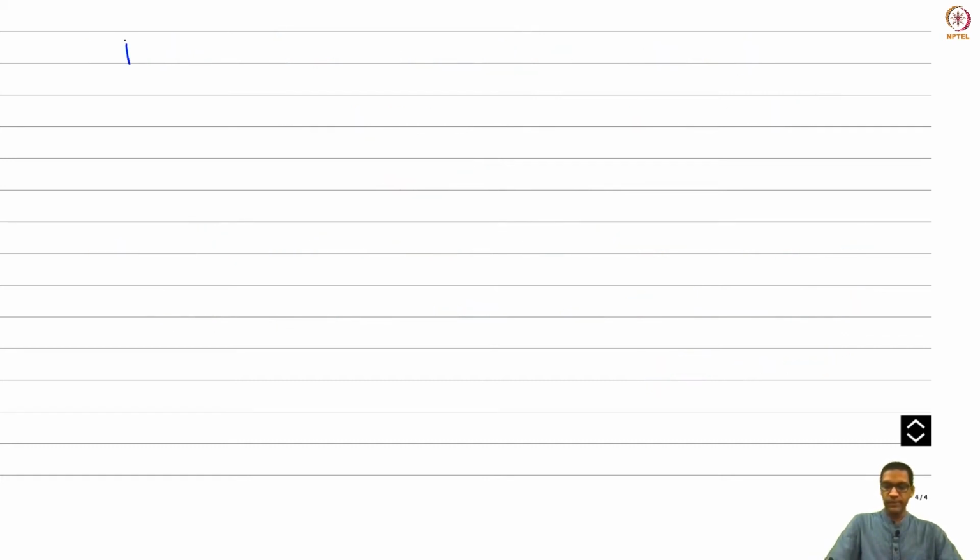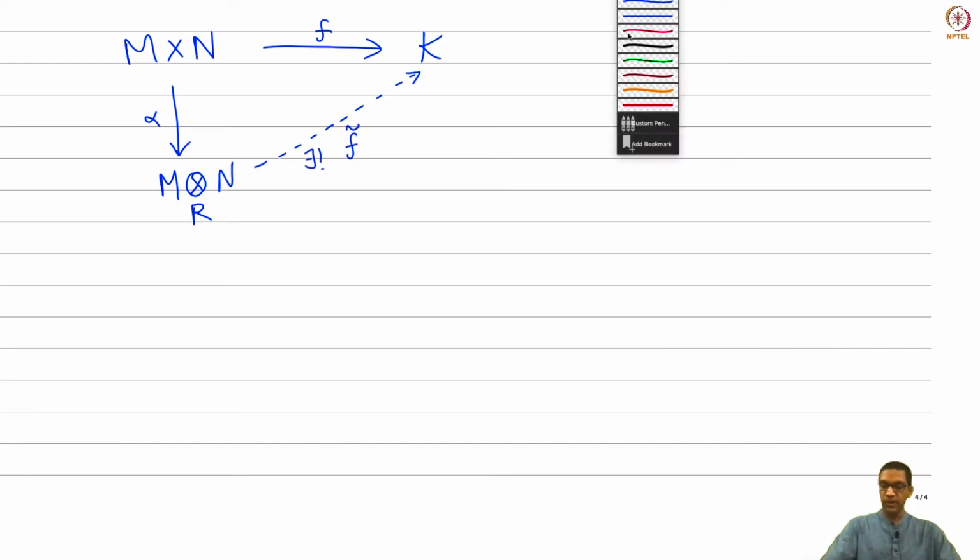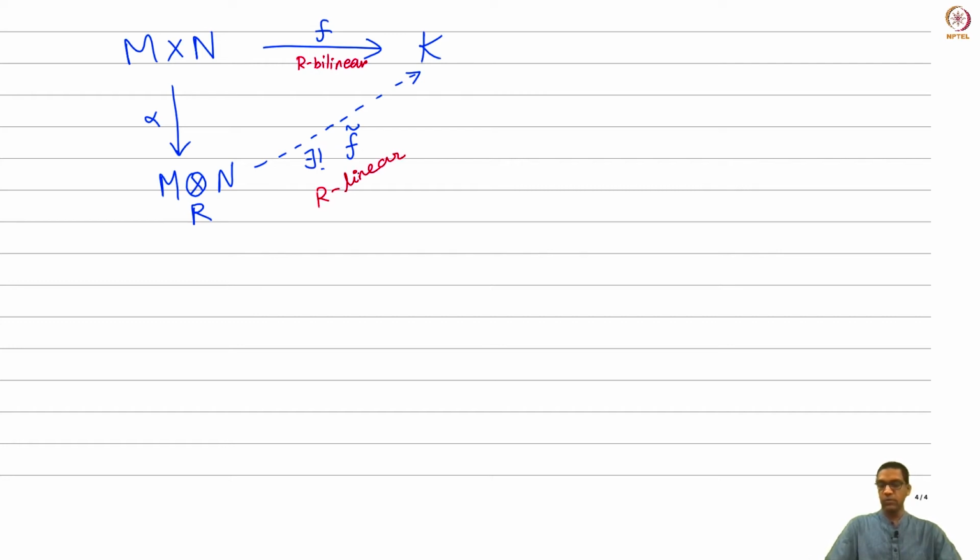In pictorial terms, this says that you take M cross N to K. If you're given a bilinear map F, then look at the standard map. It says that this map F gives rise to a unique map F tilde. The key point here is that F is R bilinear, whereas this map F tilde that we have defined is an R linear homomorphism between these two R modules. So let's prove this.